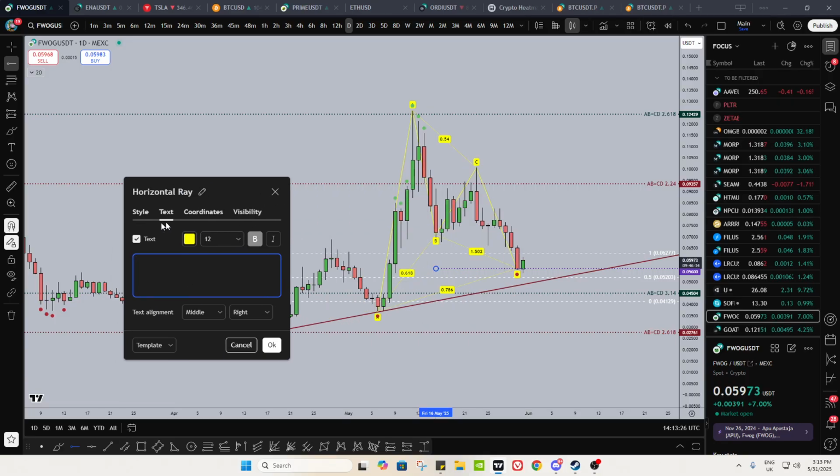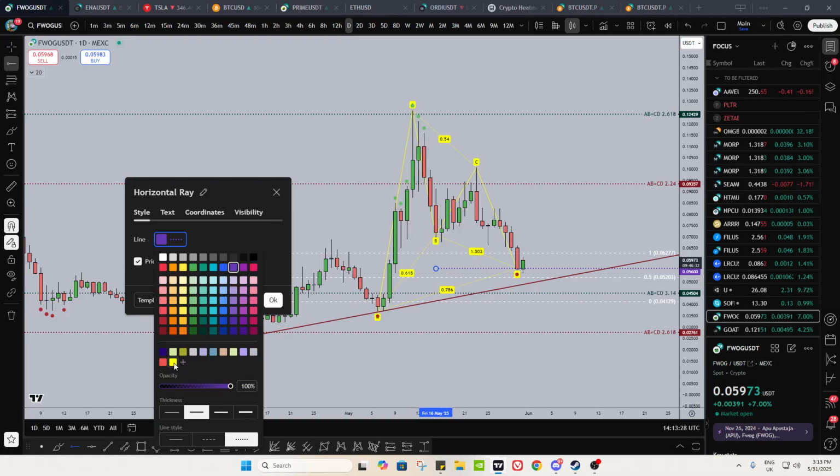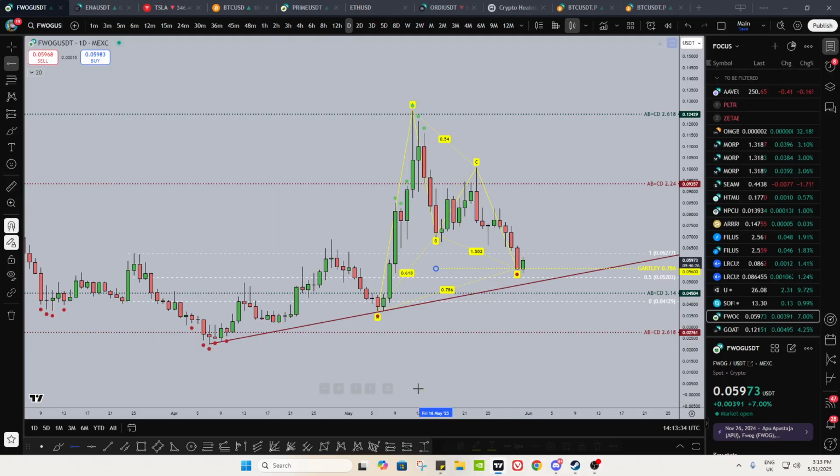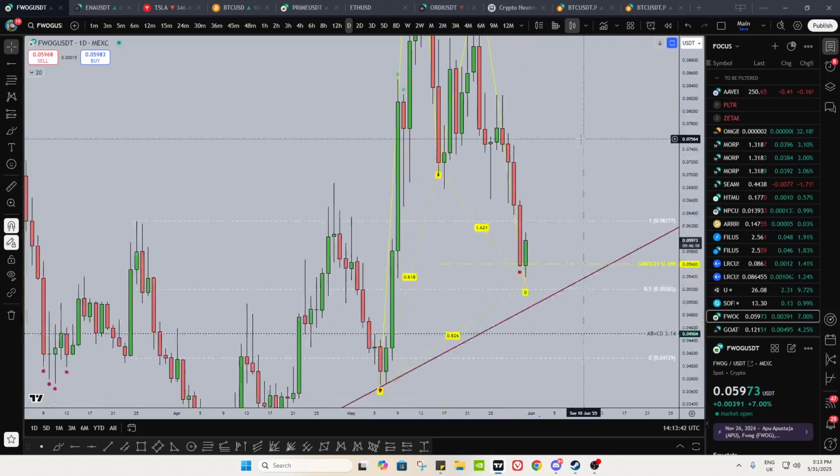Gotta love Gartleys, man. So we have this, right? This is your Gartley 0.786. Therefore, your 886 is probably going to line up with your 1.618 or a bit deeper. So Gartley 1.618 is going to be here.